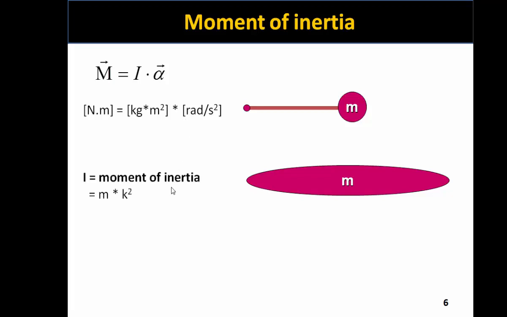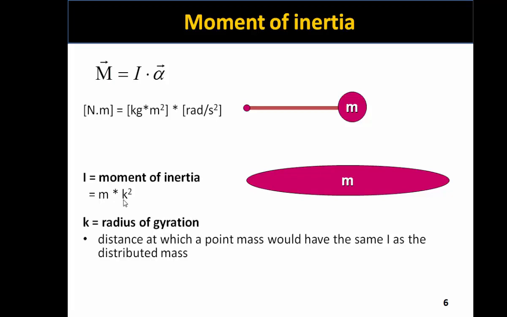The moment of inertia is also defined by another formula, equal to mass, m, times a new variable that we simply refer to as k, squared. K is referred to as the radius of gyration. It's a different measure: the distance at which a point mass would have the same moment of inertia as the distributed mass.